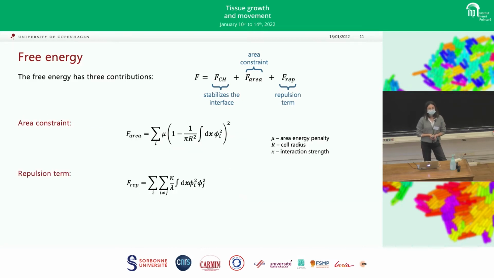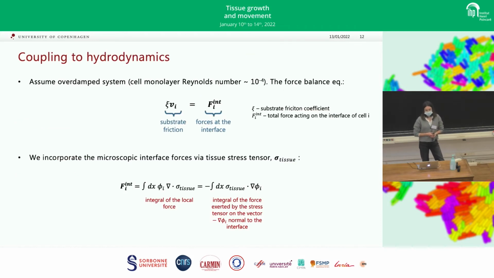So then the other two terms in the free energy: first is the area constraint. We make an assumption that cells should keep more or less circular areas. And we also make an assumption that the area is not conserved, so the cells can be squished or stretched, which is more biologically accurate, we think. And the final term is a repulsion term, so it penalizes the overlap between the cells.